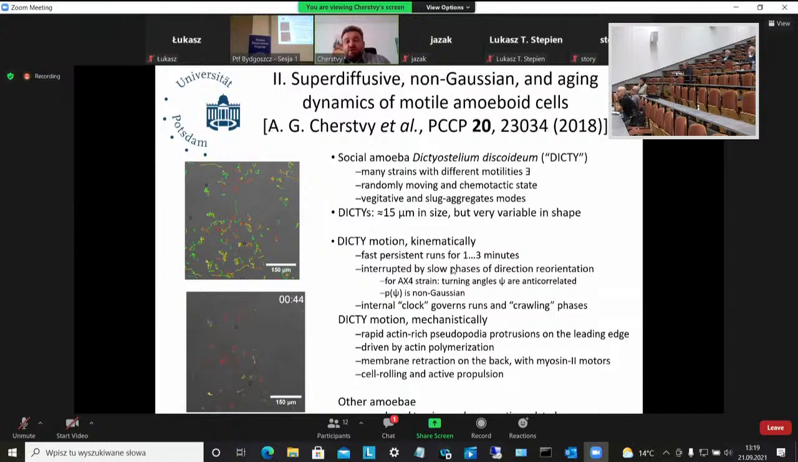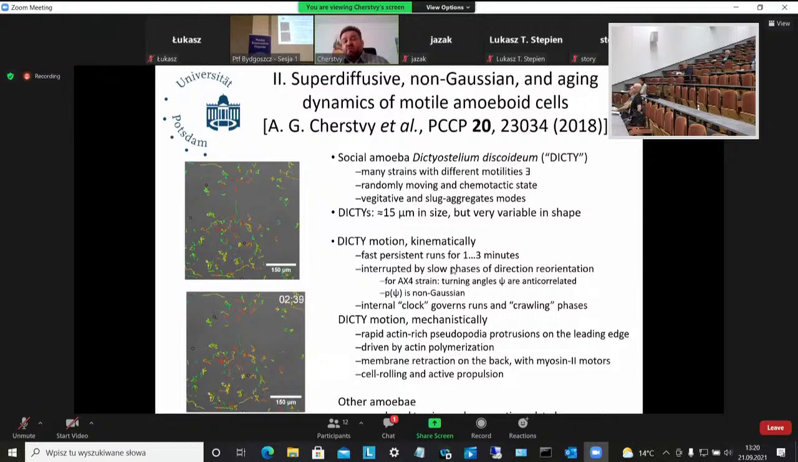Next set of data, which is done in close collaboration with the biological group at the Poznan University, Professor Pita, is the diffusion of so-called Dictyostelium discoideum, these amoeba cells, which are diffusing in 2D, as you hopefully see on this video. These are the trajectories of those cells. The cells themselves are very homogeneous in size, but very variable in shape. And this, again, will manifest itself, as you'll see, in the properties of diffusion we are observing.